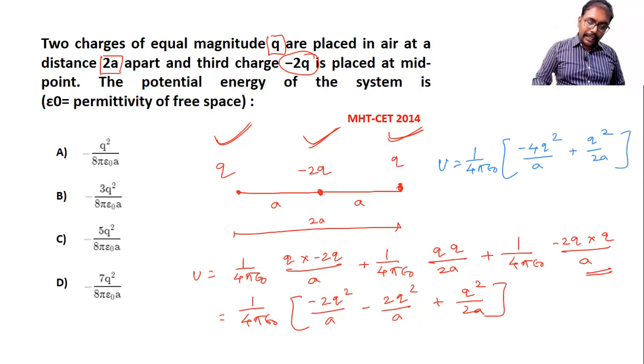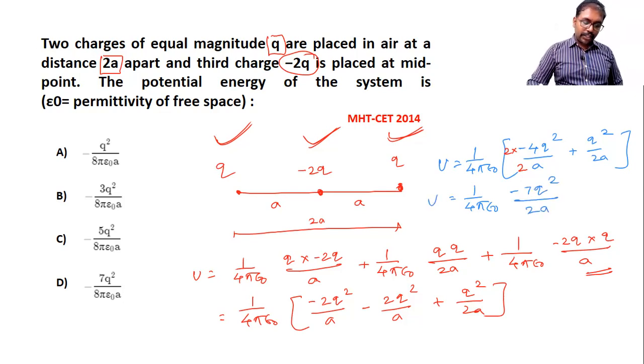Now we can do one thing here. To adjust the 2 below, I multiply here by 2, so 2 into this one. So we get the next step, 1 upon 4 pi epsilon 0 into minus 8q square plus q square, which is minus 7q square divided by 2a. So this is the potential energy. Now, can we see this in the options?